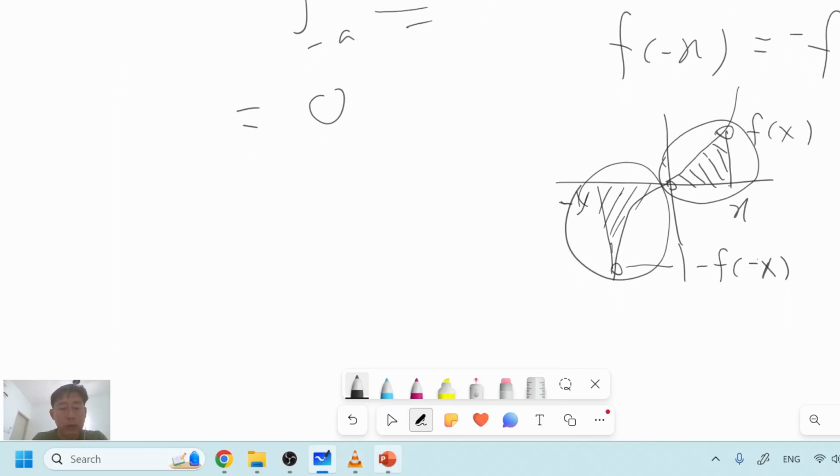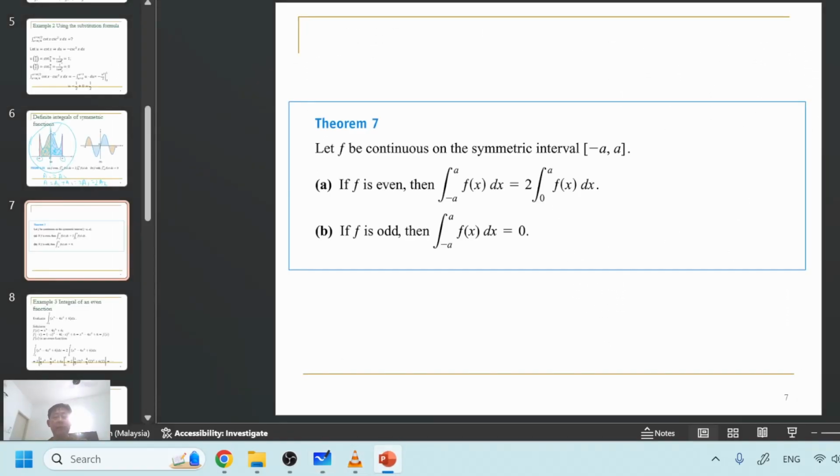Therefore, in order to use this theorem 7, you first have to check whether the function that you are integrating is even or odd. If it's even or odd, then you would be able to apply theorem 7. However, theorem 7 can only be applied if the integration of the odd or even function is going from minus a to a.